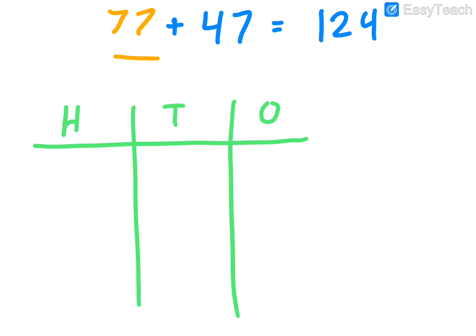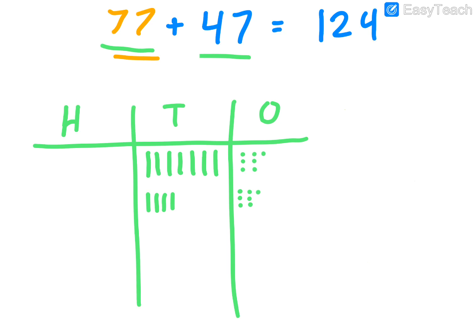With my place value chart, all I'm going to do is put my tens and my ones into the chart because I don't have any hundreds. So if I look right here, I have 7 tens. 1, 2, 3, 4, 5, 6, 7. I have 7 ones. 1, 2, 3, 4, 5, 6, 7. If I look at my next number, I have 4 tens. 1, 2, 3, 4. I have 7 ones. 1, 2, 3, 4, 5, 6, 7.